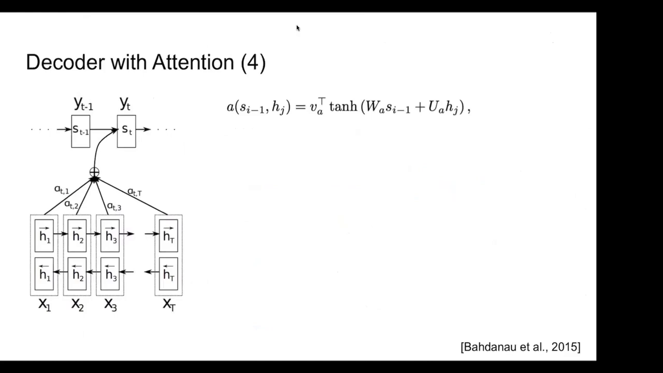How do you compute an affinity score between these two vectors? These two are both vectors, right? s_{i-1} and h_j are both vectors of some dimension D. There are different ways of computing that, and the first model that used attention used the affinity score called additive attention. So they use these two inputs, and they do some linear transformation on these two vectors and then apply tanh. This will also then be a vector of dimension R^D, for instance. And then you just take the dot product with another weight. These are all trainable weights.